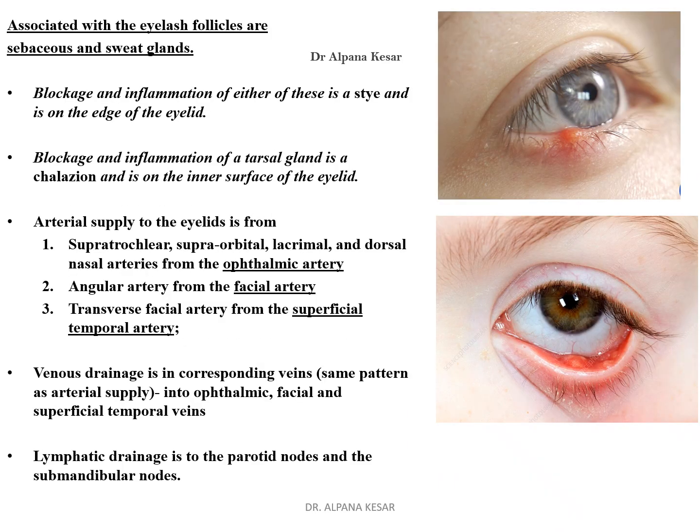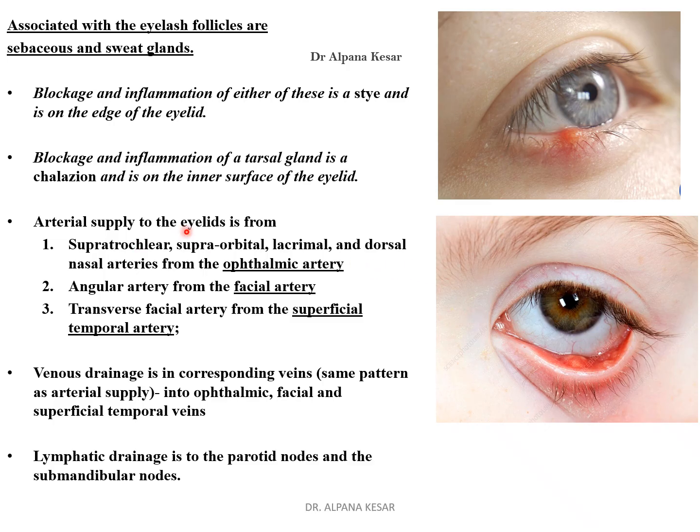Associated with the eyelash follicles are the sebaceous and sweat glands. Blockage and inflammation of the sebaceous and sweat glands associated with the eyelash follicles is called a stye, and it occurs on the edge of the eyelids. Blockage and inflammation of tarsal gland is called chalazion and is on the inner surface of the eyelids. This is a stye and this is a chalazion.